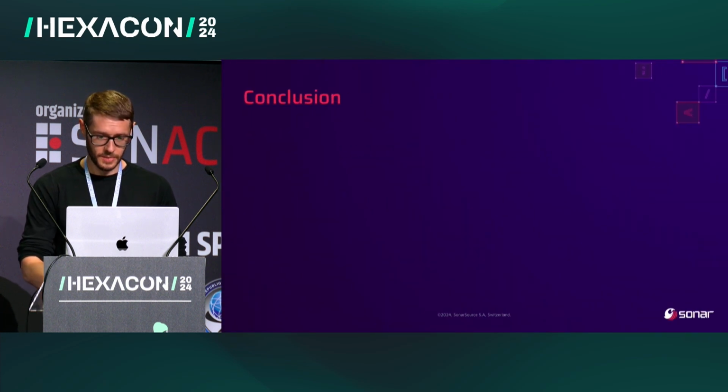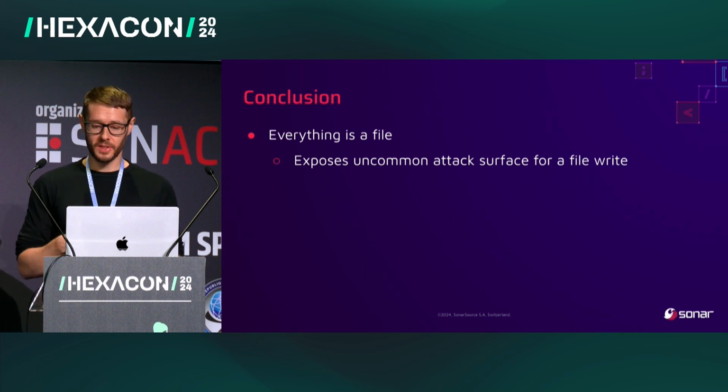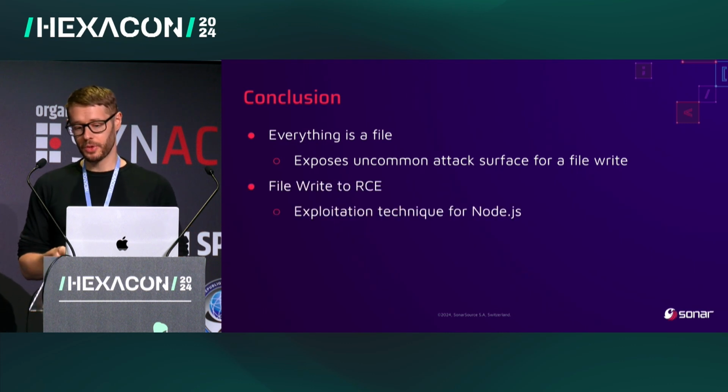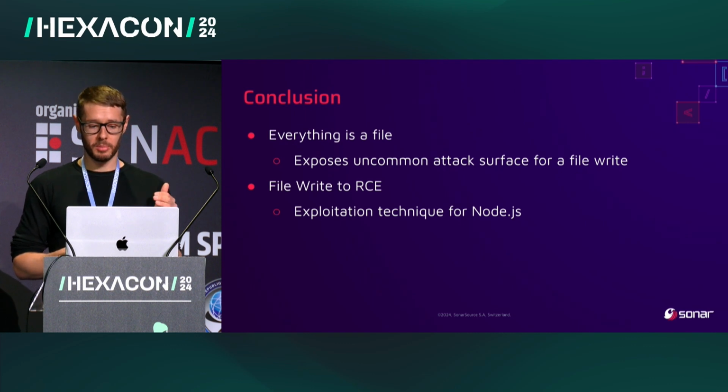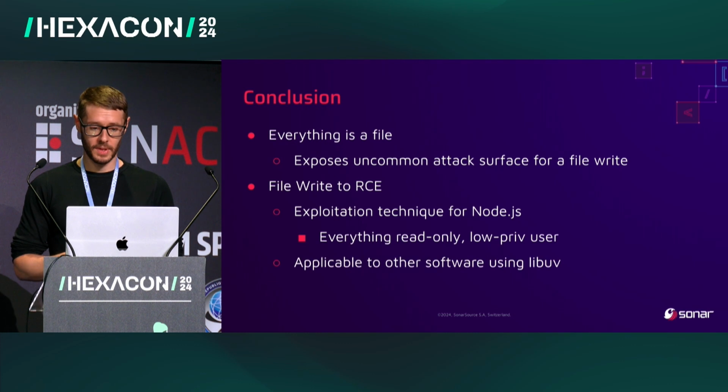Okay, let's come to a final conclusion. The "everything is a file" philosophy on Unix-based systems opens up uncommon attack surface when exploiting a file-write vulnerability. We showcase this with a technique that can be used to turn a file-write vulnerability in a Node.js application into remote code execution. The technique even works if the root file system and procfs are mounted read-only and Node.js is running as a low-privileged user.